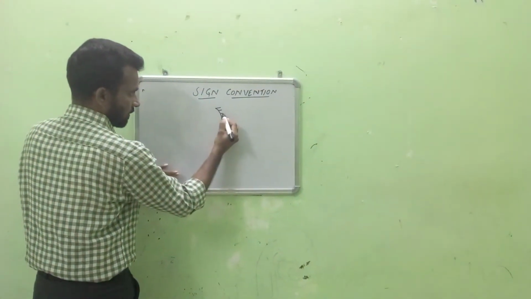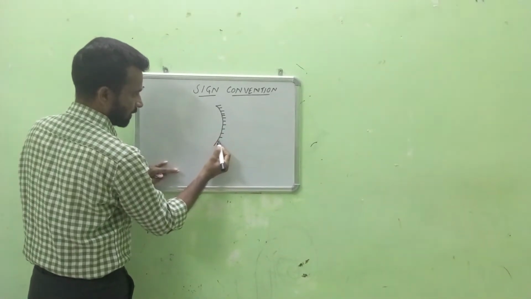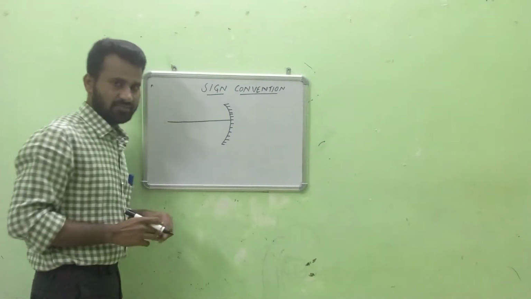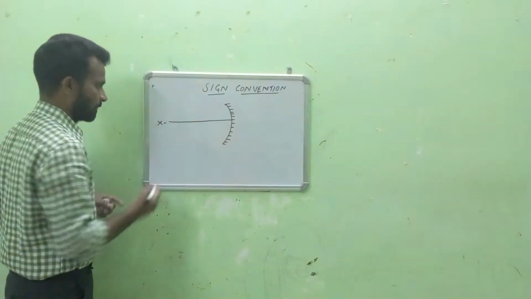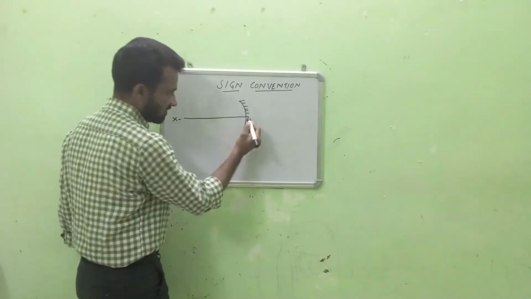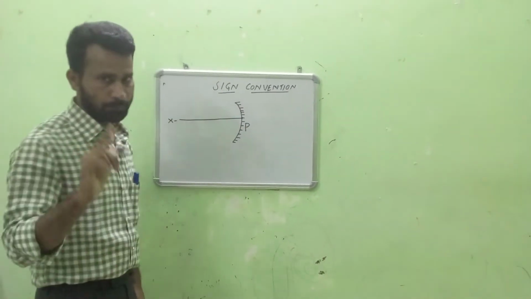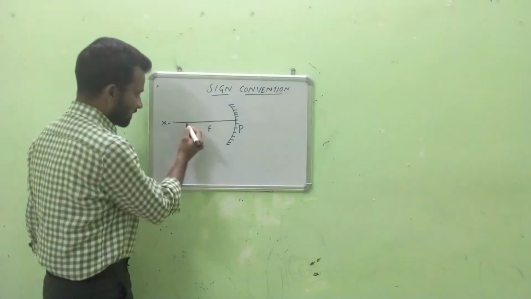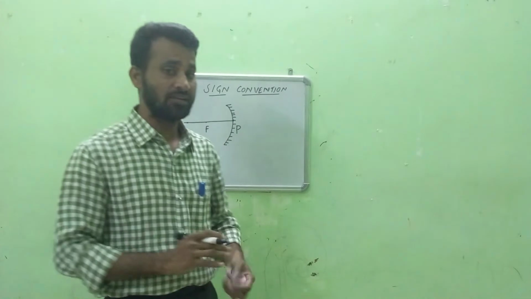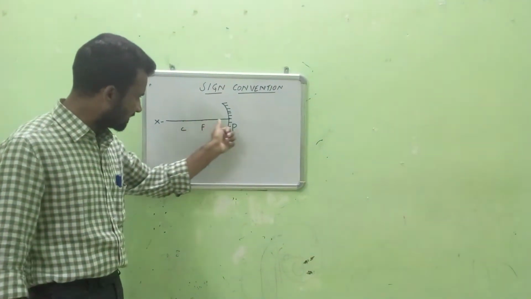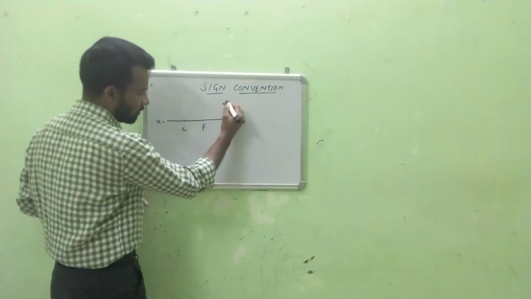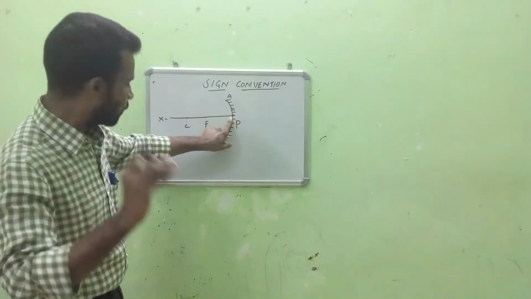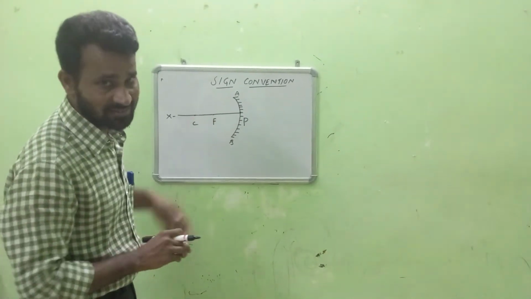Now here you can take a concave mirror. This is the concave mirror I am drawing, and this is the principal axis. You can observe this point, which we call the pole. P stands for pole, F stands for the focus, and C stands for the center of curvature. Repeating once again: this line is called the principal axis, APB is the concave mirror, P is called the pole, F is called the focus, and C is called the center of curvature.